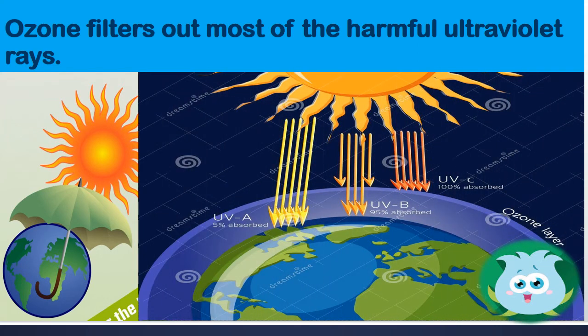UV rays are of 3 types. Ozone filters out about 5% of the UVA type ultraviolet rays. Ozone filters out 95% of the UVB type rays. And it filters out 100% of the UVC type rays. This is how it protects the Earth's surface.